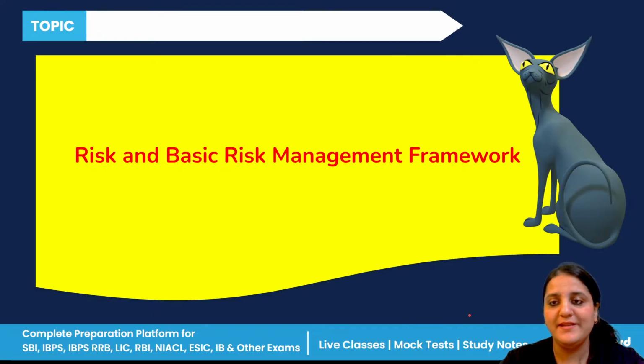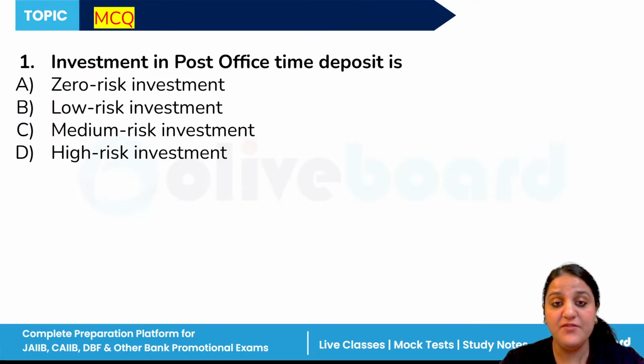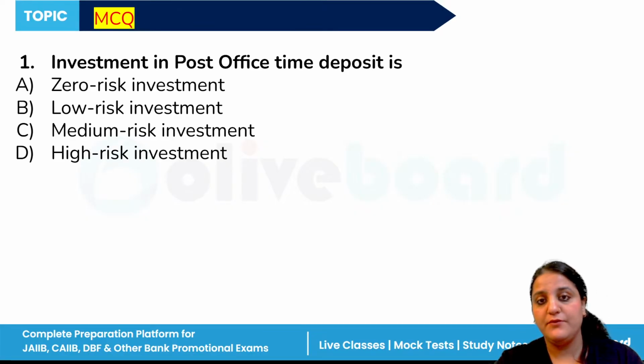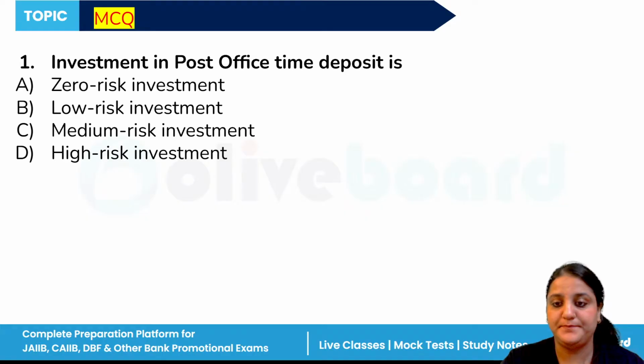The first chapter in Module B is Risk and Basic Risk Management Framework. So the first question is, investment in post office time deposit is, which option is correct here?